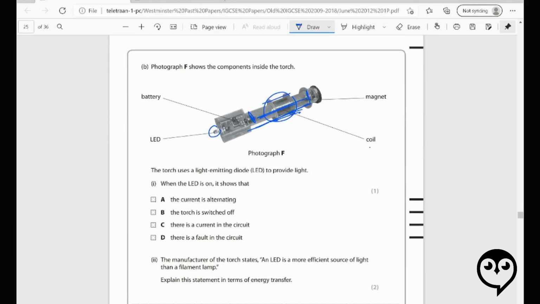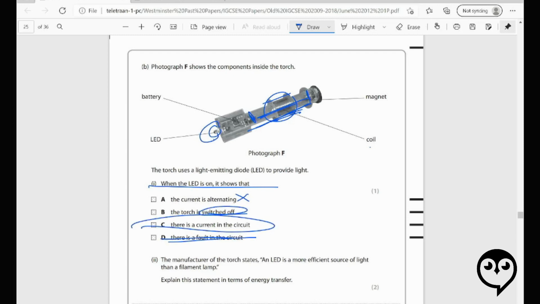Anyway, when the LED is on, what does it show? Well, it doesn't show the current is alternating because we know that LEDs only let current go in one direction. This doesn't look to be like a warning light, so I don't think it means there's a fault. And it's not a standby light. I mean, these multiple choice questions really are a bit ridiculous. It means there's a current in the circuit.